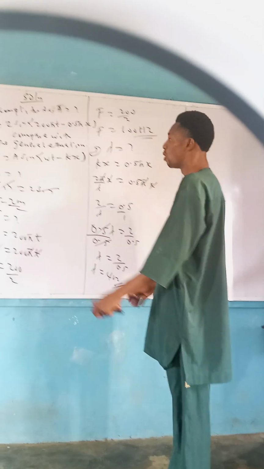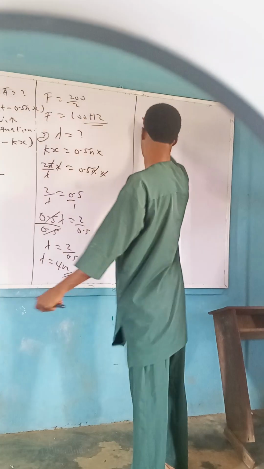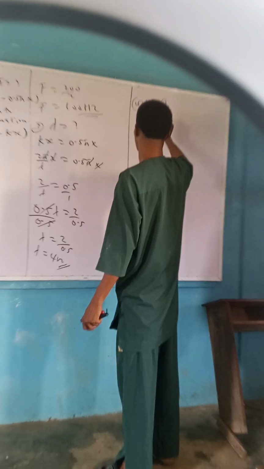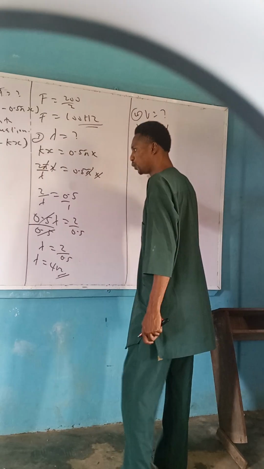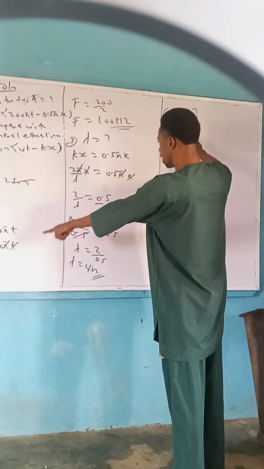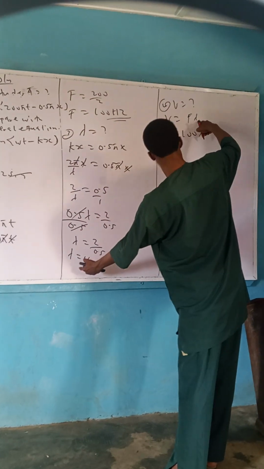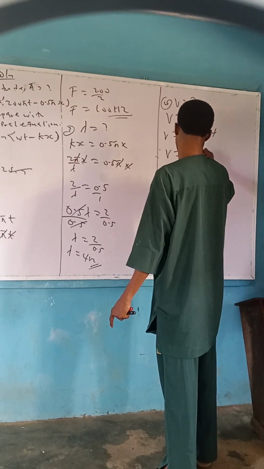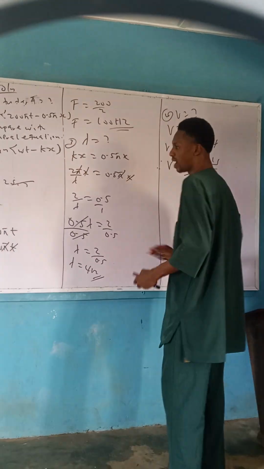Now I want to get my velocity, number 4. What is the problem of getting the velocity? Velocity equals fλ. I've gotten my f initially before. What is my f? My f is 100, multiplied by my wavelength, which is 4. Therefore, my velocity equals 400. And the unit of velocity is meters per second. As simple as ABC.